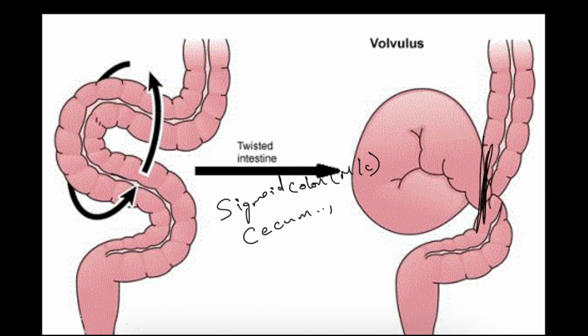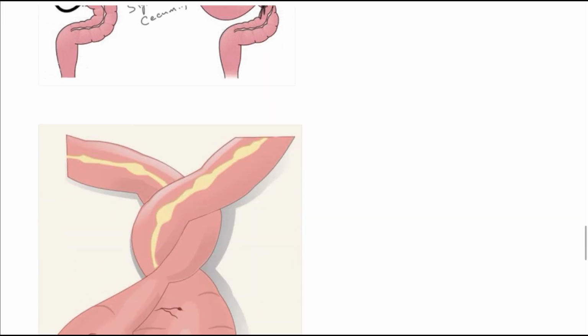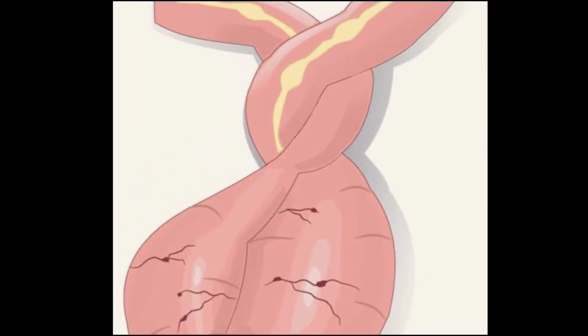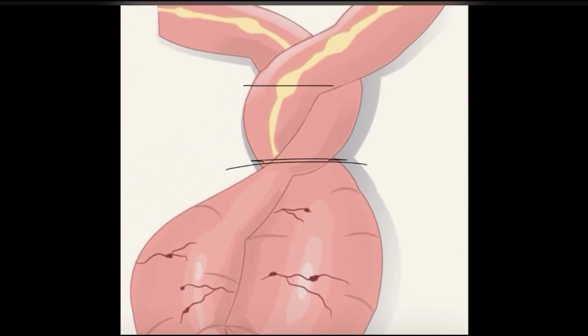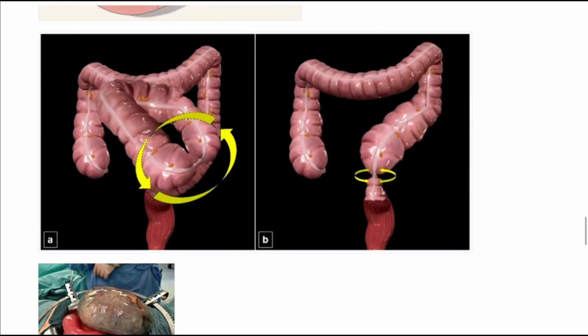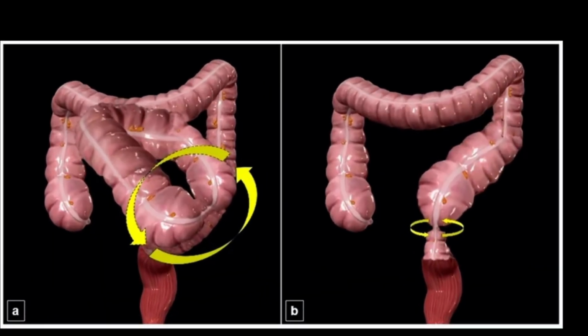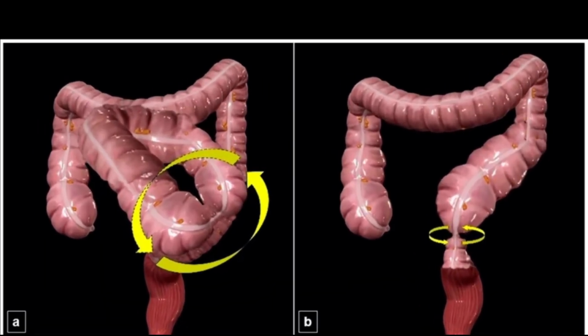If anything gets twisted like this, whenever it's twisted, the blood flow will be obstructed, so it will lead to gangrene. Okay, so those are the main things. Next, you can see here another picture of volvulus. You can see this type of thing, and you can see obstruction of blood flow. Okay, so this is another image you can appreciate here.